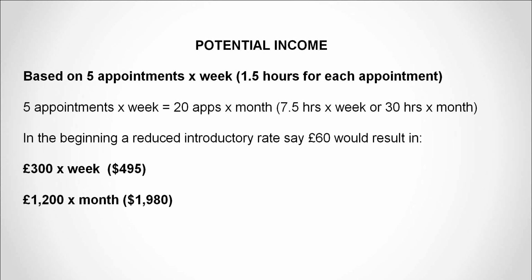So this is your potential income starting out with 5 appointments a week at a basic cost of £60, and that would result in £300 a week, $495, or £1,200 a month, which is $1,980. So, of course, all expenses, costs and recouping of setting up would need to be taken into account, but I hope you can see that recouping of costs could be covered quite quickly.